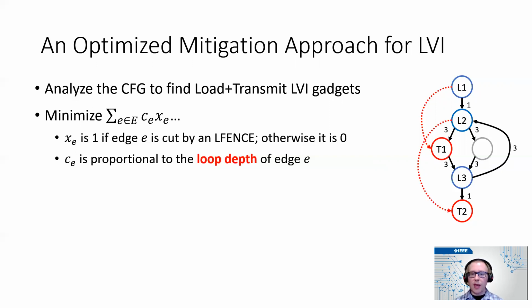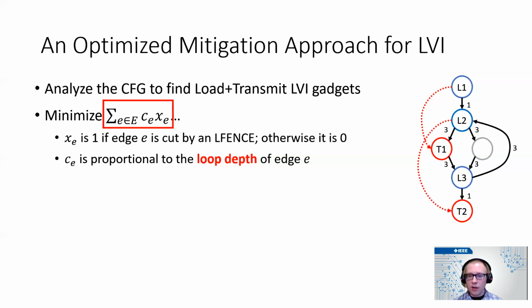We also have a cost vector c that associates each edge in the graph with an integer weight proportional to its loop depth, because the cost of inserting an LFENCE instruction into a loop is compounded by the number of loop iterations, which in turn is compounded further by nested loops, etc. And finally, we construct a cost function for LFENCE insertion as the dot product of the cost vector and the cut vector.